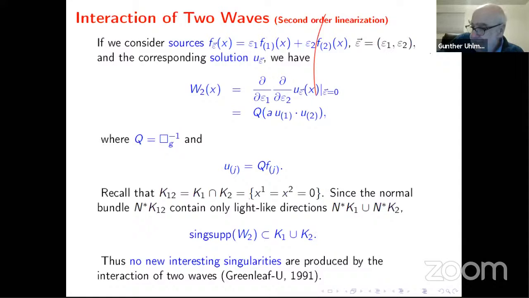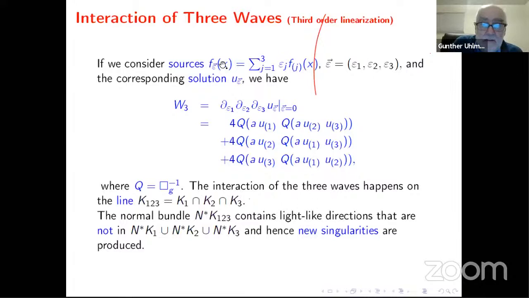But in three waves, we take the third order linearization, and the interaction of three waves does produce new waves. So this is the computation, the double interaction, and then now triple, it has several terms. And this interaction happens in the Minkowski case, in the case of an interaction of these plane waves. And in this case, the conormal, I mean the normal direction to the plane, contains light-like directions. Remember, signals propagate along the light cone, and new singularities are produced.